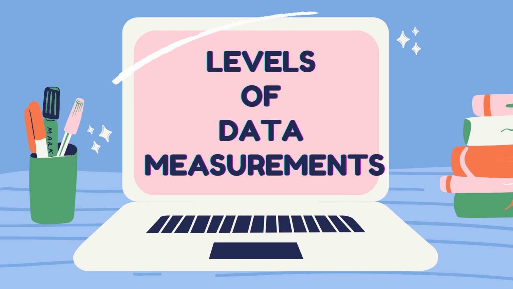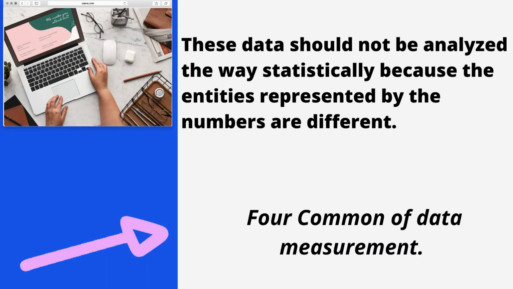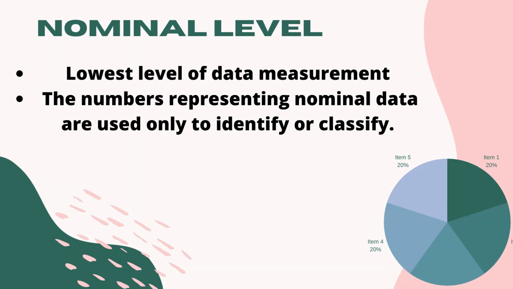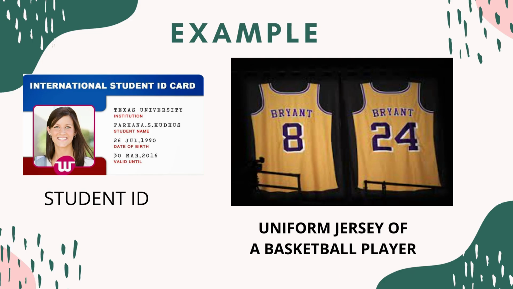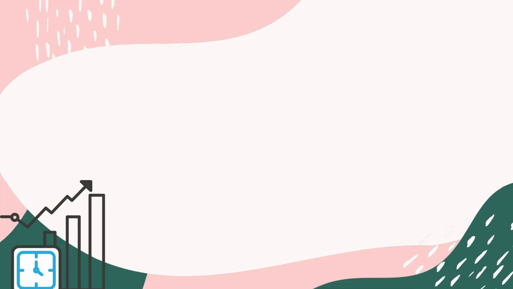First is level of data measurement. Data should not be analyzed the same way statistically because the entities represented by the numbers are different. There are four common levels of data measurement. First is the nominal level, the lowest level of data measurement. The numbers representing nominal data are used only to identify or classify. Examples are school ID, uniform jersey numbers of basketball players, and plate numbers of vehicles.